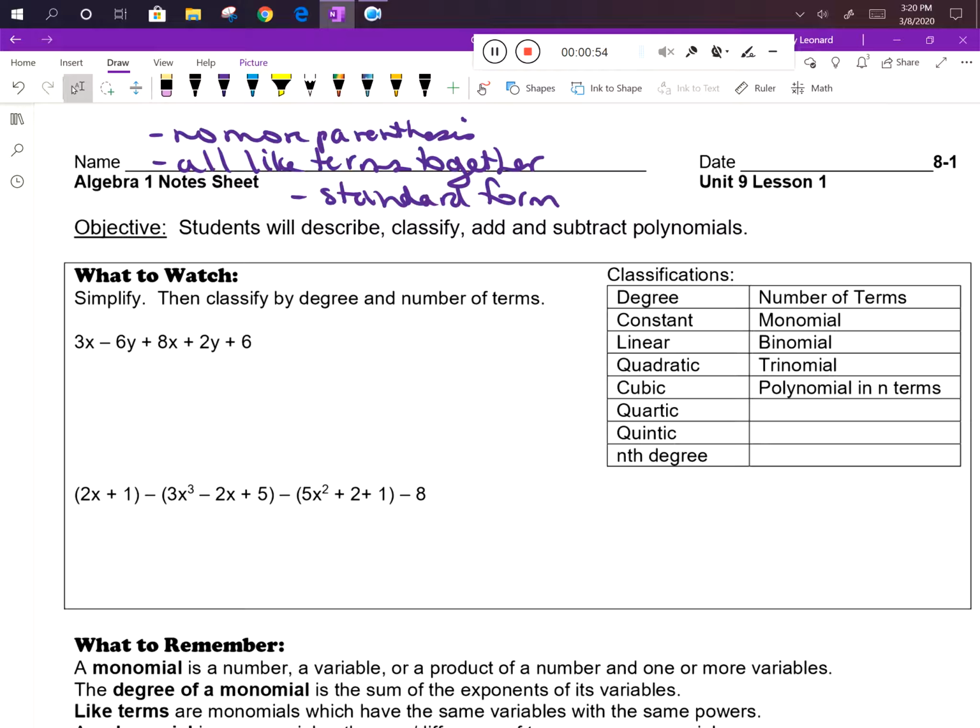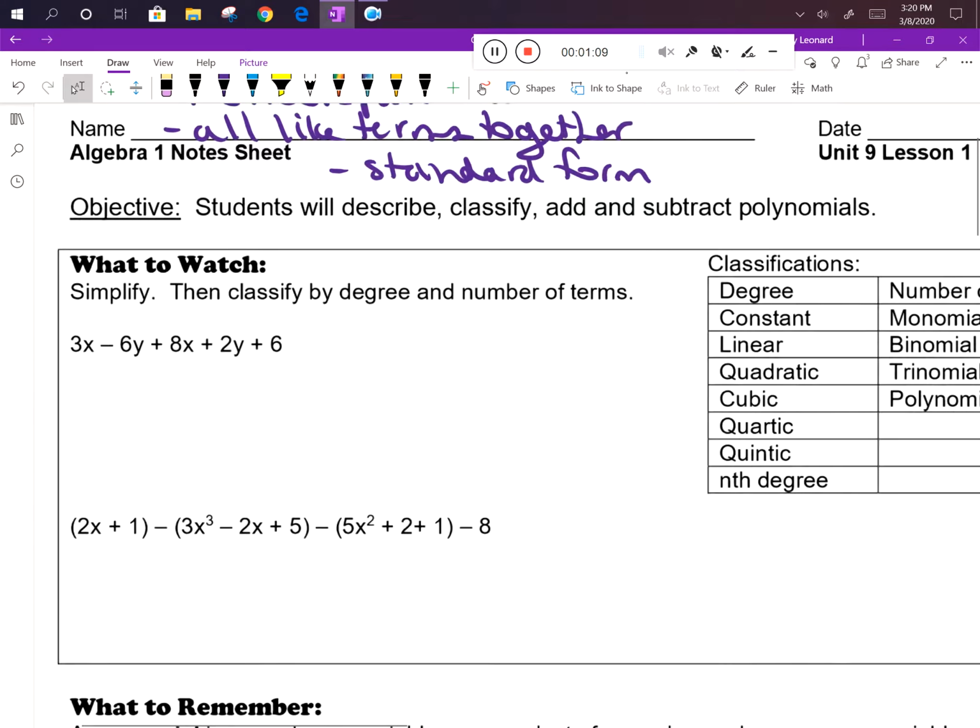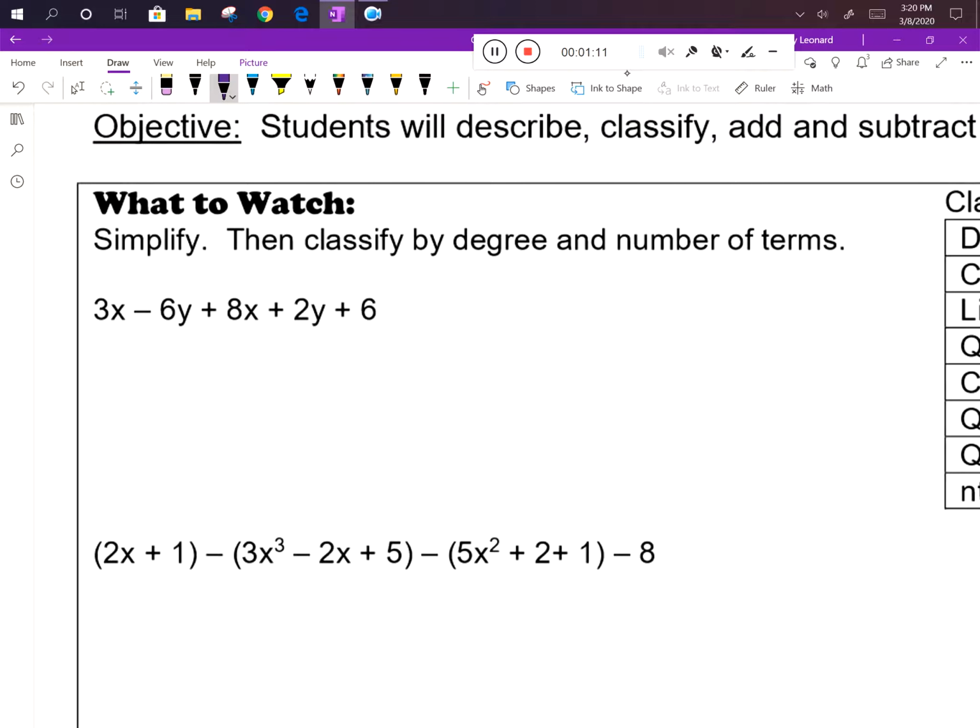So if there aren't any parentheses, or if you've already gotten rid of them, then your next goal is to get all the like terms together. So let's remember what like terms mean. Things have like terms if they have the same variables with the same powers. So as we start looking at this first one, I see a 3x term, and as I keep looking, I also see an 8x term. So those are like terms. I have 3 x's, you give me 8 more x's, that gives me a total of 11 x's.